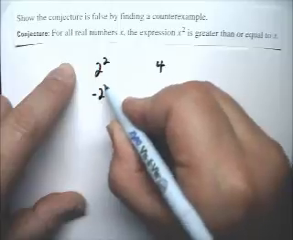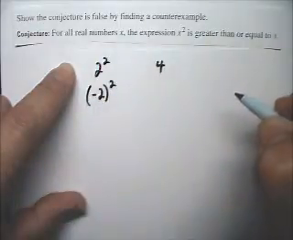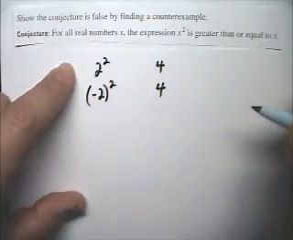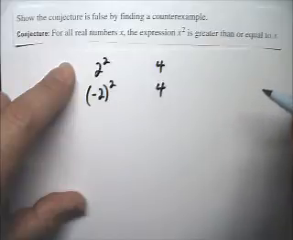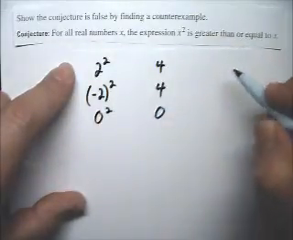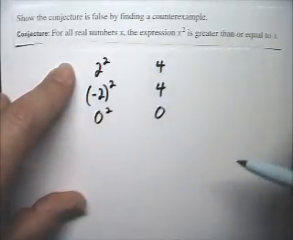What if it's negative 2 squared? Well, that's positive 4, and that's greater than negative 2, so that works also. 0 works because if you take 0 squared, you get 0, and 0 is greater than or equal to 0.